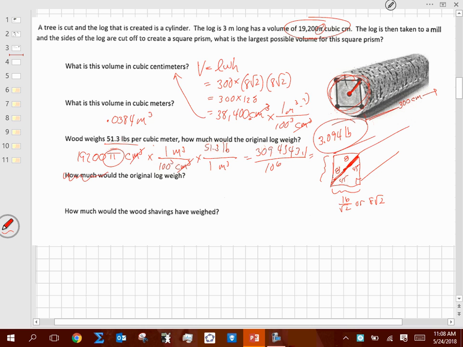So that's how much the original log would weigh. I don't know why I typed that in. That's the same question. Now it says how much would the wood shavings have weighed? Well, I've now got the weight of the log. I need the weight of the prism as well. If I take the weight of the log minus the weight of the prism, that's going to give me these little shavings, these little weird segments off the side. So I got the weight of the original log, I got to find the weight of the prism.